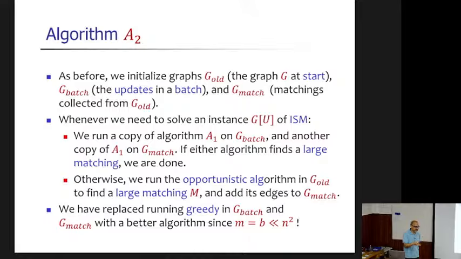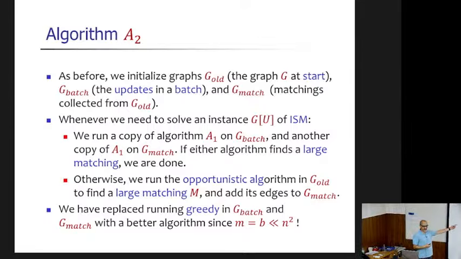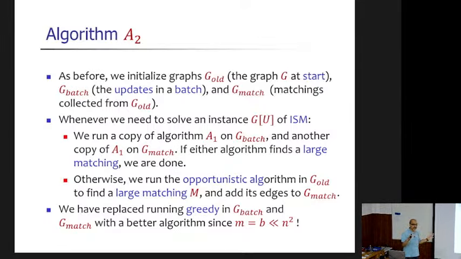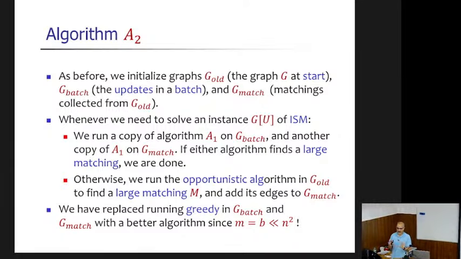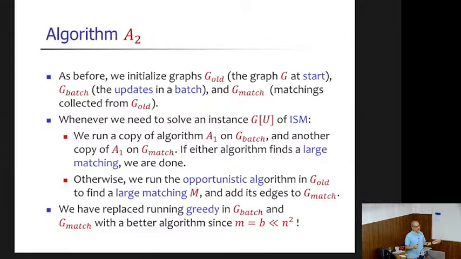Why run greedy? You know there is a better dynamic algorithm. Those graphs are fully dynamic, and we are going to use our new fully dynamic algorithm on those graphs. So I'm going to run A1 on GBatch and A1 on GMap. If either of them succeeds in finding a large matching, I'm happy. If not, I go back and do the hard work in GOld as before.